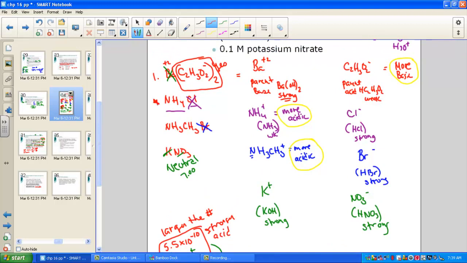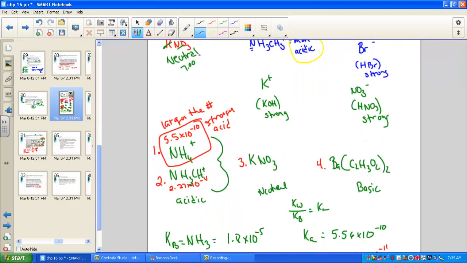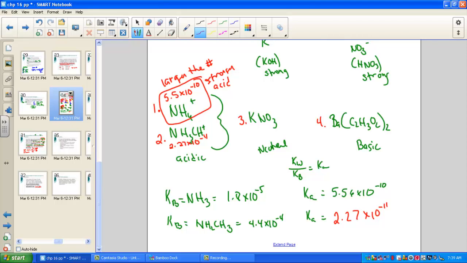So first place, most acidic. Here would be our second place. Here's our third place because it's neutral, and here's the fourth place, most basic, barium acetate. Good problem.